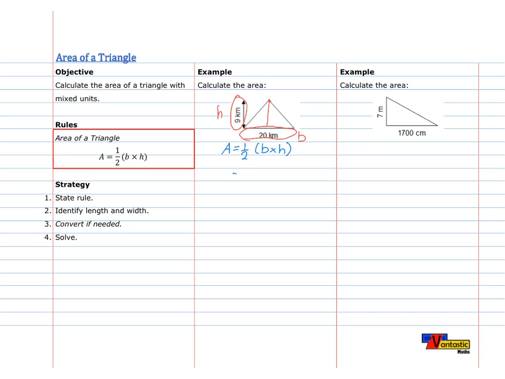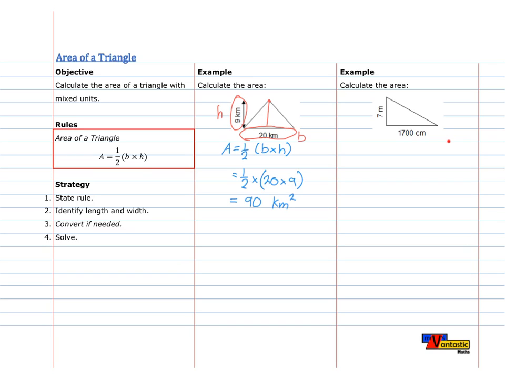So going back to my rule, a half doesn't change, times the base, which is 20, times, let me just go back there, times the height, which is 9. And this is where I'll grab my calculator, and a half times the brackets 20 times 9 will give us 90. And now looking at my units, that is kilometers squared.